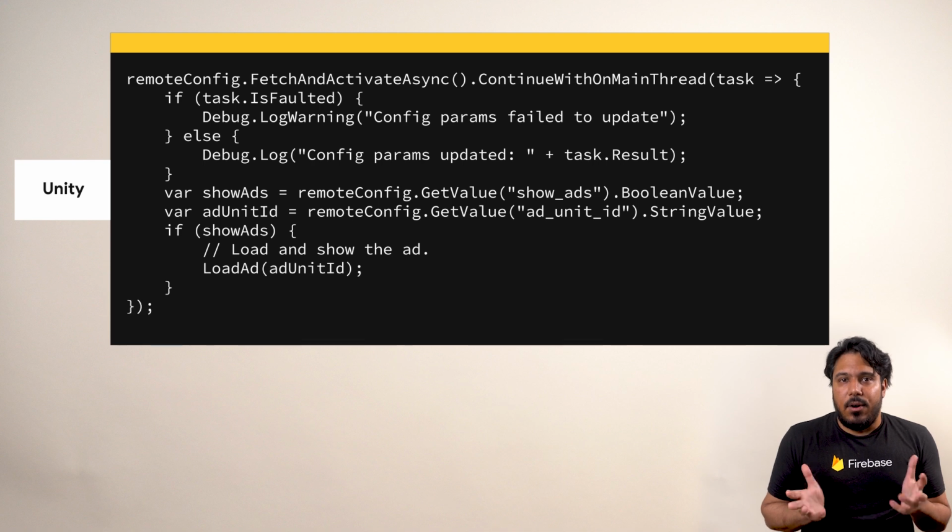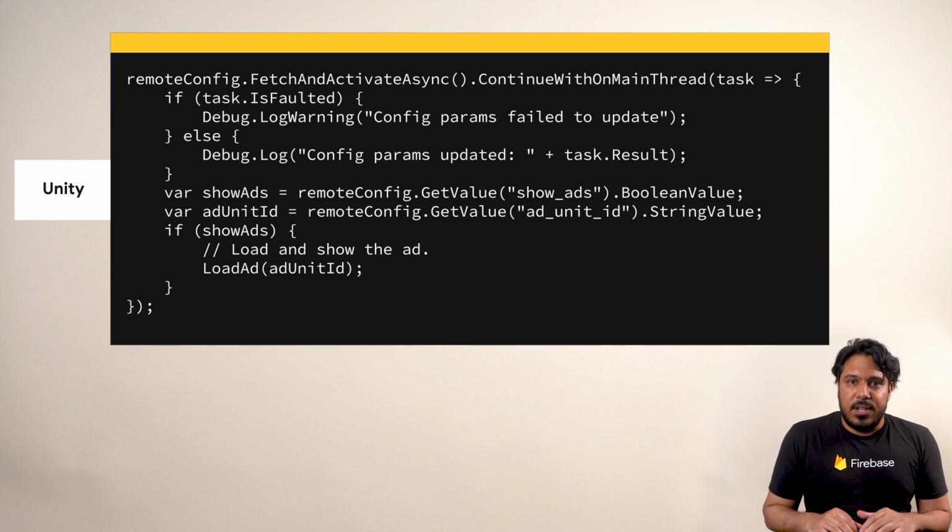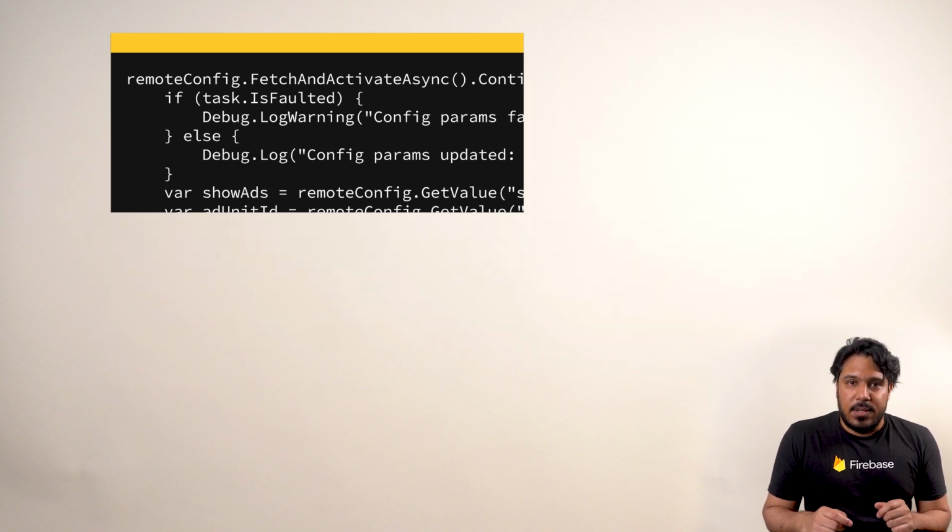And now we can make the call to fetch and activate the remote config parameter values. So that's as simple as just making the call, adding a continuation to handle the result, and seeing if it was successful. After fetching the remote config parameter value, we can check if show ads is true for this user's app instance, and if so, load up the correct ad and show it.